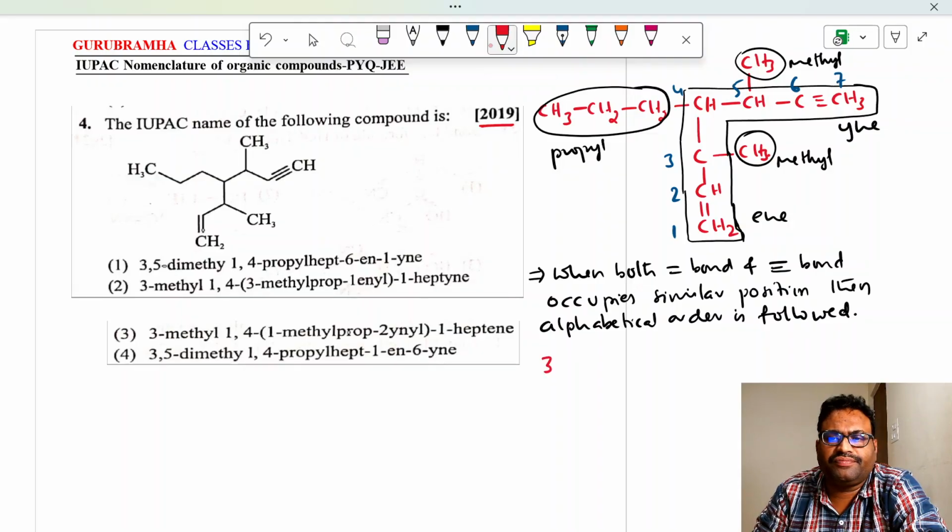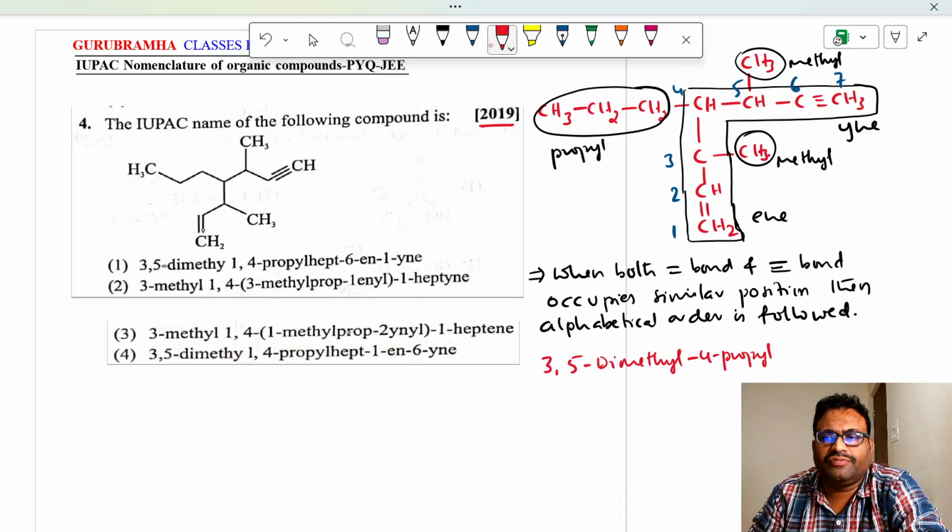So what will be the name of that compound? 3, 5 dimethyl, right? 3, 5 dimethyl. Next, 4 propyl. Next, 7 carbon atoms are there in the parent chain. So what do you write? Hept. And at the first carbon atom you have ene, and at the sixth carbon atom you have ine. So where is this answer?